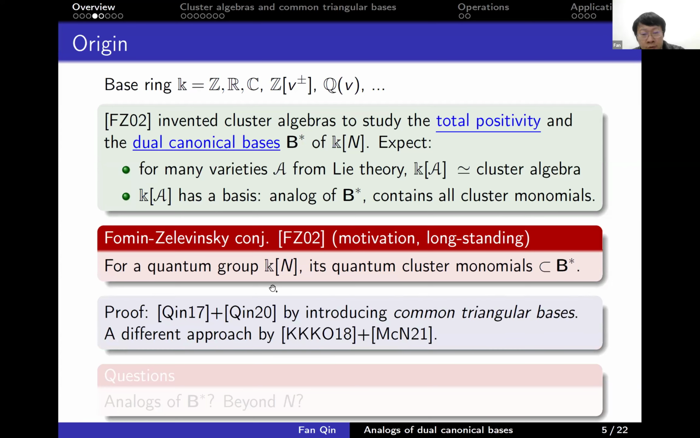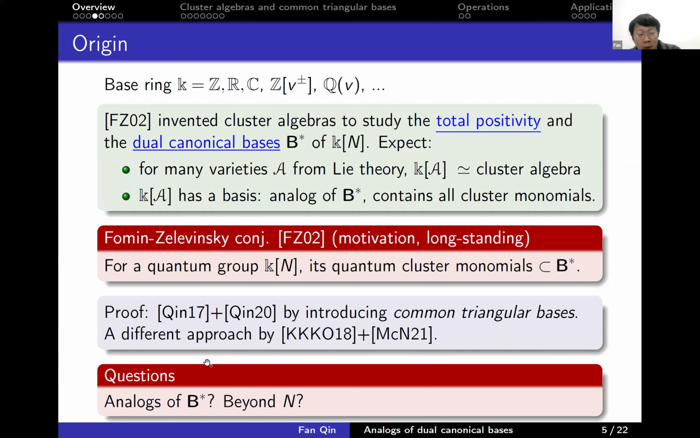In recent years, a proof in full generality was given by a series of my papers by introducing something called the common triangular basis. I will explain that later. And there is a different approach by the work of Kashiwara, Kim, Oh, and the later work by McNamara, which gives you a different way to prove this conjecture based on categorifications. And now, this original version, K[N], has been well understood. But the natural question is, how can we understand the analogs of the dual canonical basis? And how can we go beyond this N? We want to really study the more general varieties A. Okay.